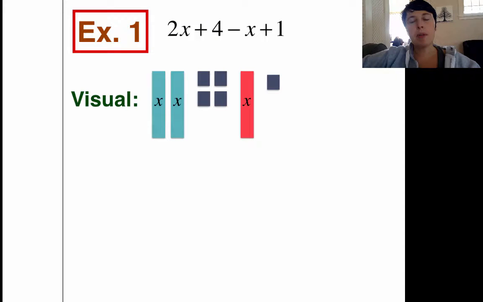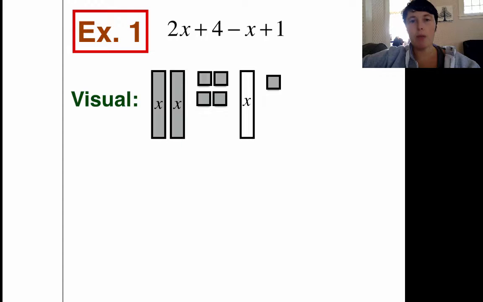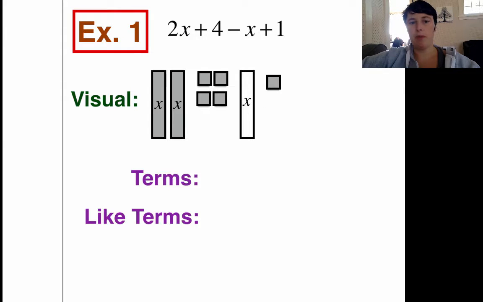We can draw this picture in our notebook because it represents the expression. But we've got to draw it like this with the shaded. We don't want to use colored pencils, remember? So we have 2 x's plus 4, a negative x, and a plus 1. But there's also some more things we can do with this problem. We can identify what the terms and like terms are. Terms are all the parts of the expression, so it's kind of like a list of things.